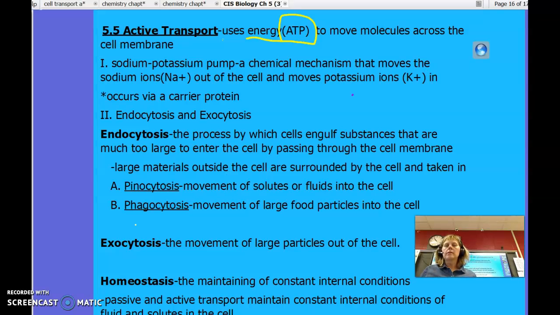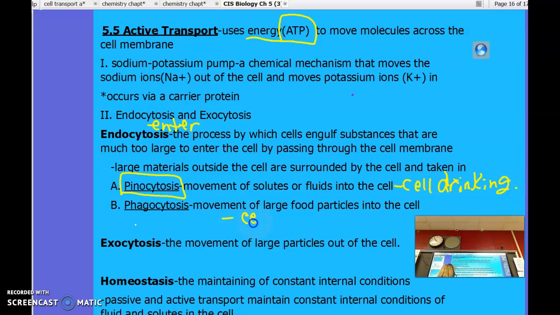So endocytosis means, endo means into, or I'm going to say enter the cell. So endo means into, it brings stuff into the cell. And we can further break that down into whether we think it is liquid or solid, food particle. So pinocytosis indicates that it's a liquid coming in. So we might call this cell drinking, where phagocytosis is cell eating.